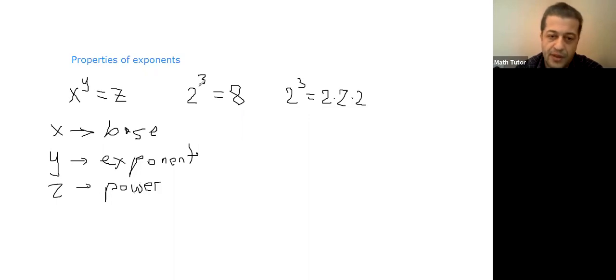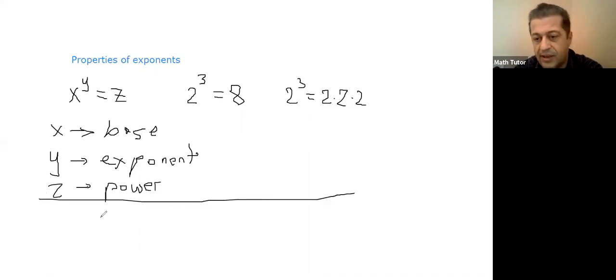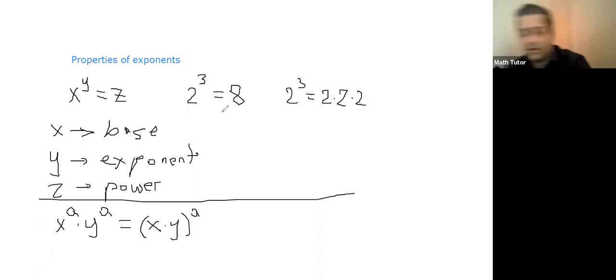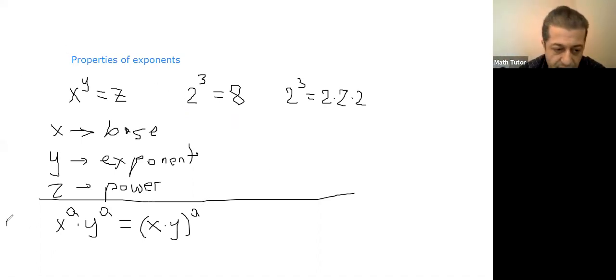For example, the first property is this one. Sometimes kids have difficulty understanding why x at power a times y at power a gives x times y at power a. I'm going to explain this property with numerical examples.